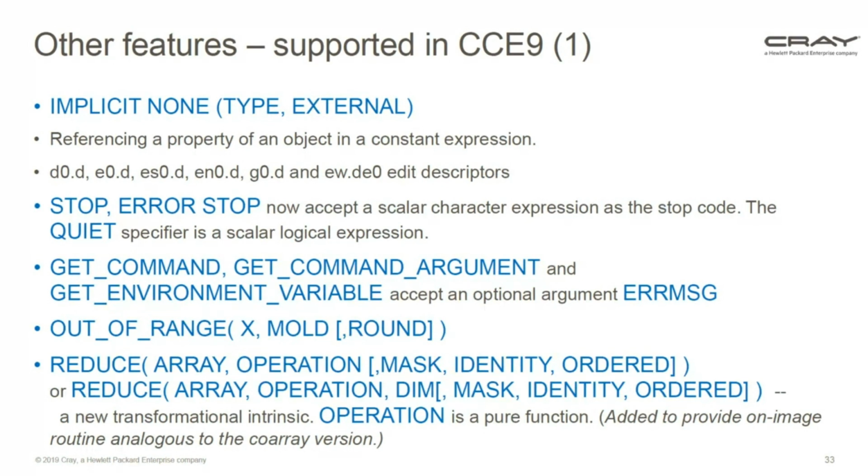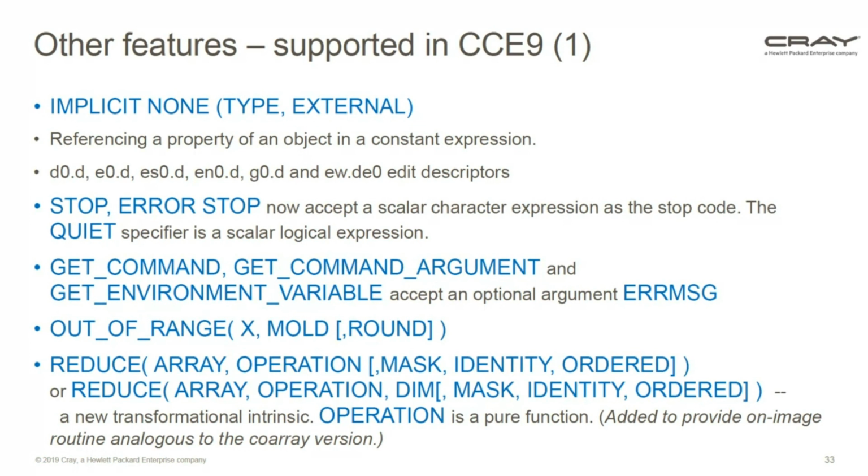There are now more situations where you can reference a property of an object when you declare it. And I'll probably go quite quick over some of these because I've got examples, right? So the 0 format descriptor form, which automatically fills in the right number of characters, it makes your number as wide as it needs to be, has been extended. There's a way to have stop only print error messages in particular circumstances. There's now an error message argument you can apply if you want to find out what command your program was launched with and what environment variables there are. I'll explain about the out of range intrinsic in a second.